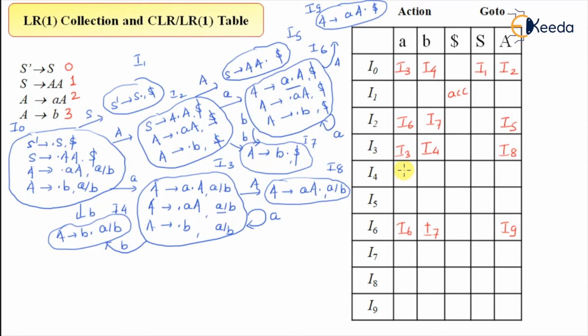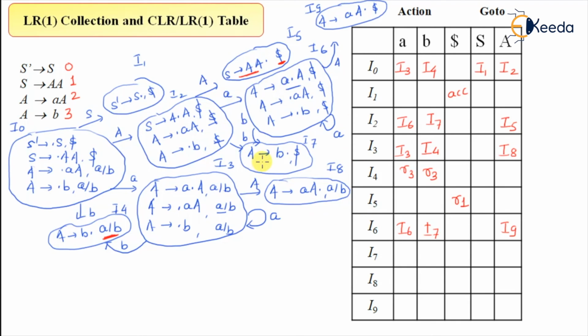I4 consists of A derives B dot, that is production number 3, and where will you fill the entry? Here you don't need any calculation. In SLR we calculate the follow set, but here the follow set is already computed, which is A and B. So I4 on input A and B columns, I will write R3, reduced by the third production. I5 is production number 1, follow symbol is dollar, so I will write R1 in the dollar column.